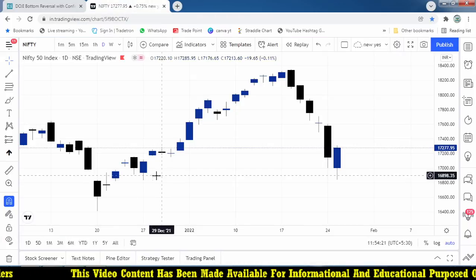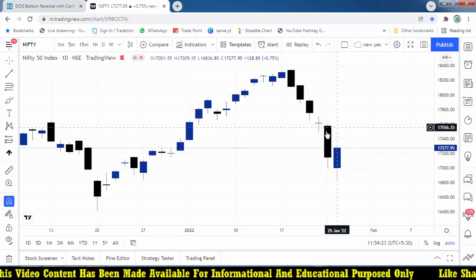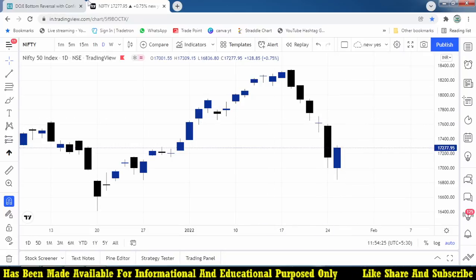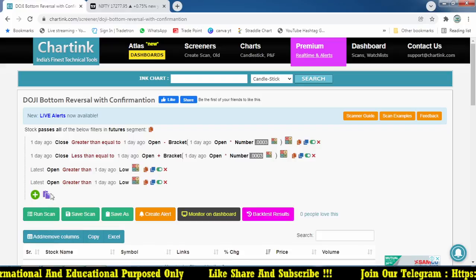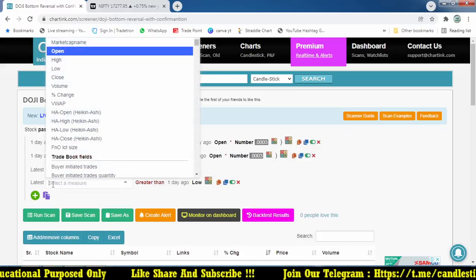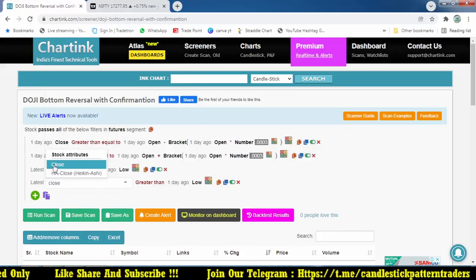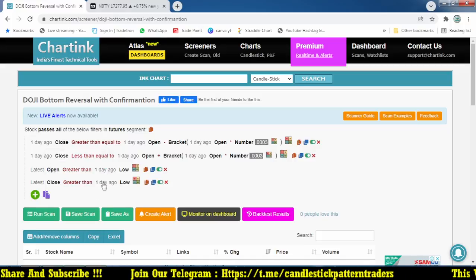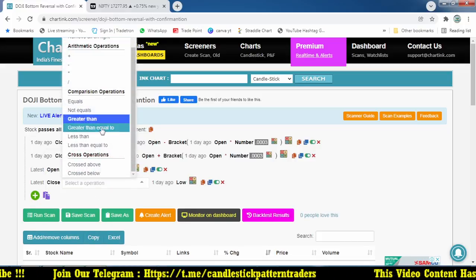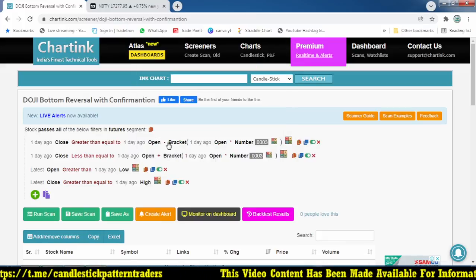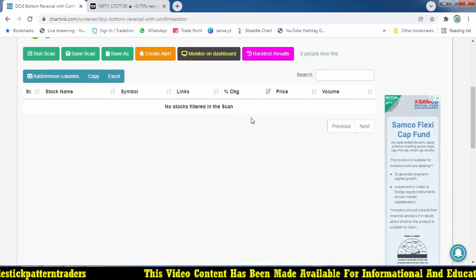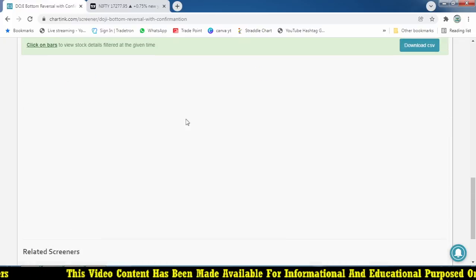Let me try Nifty. The open is greater than the low of the day, but it should also close above the high, right? So the latest close must be greater than or equal to 1 day ago high. This will help you find such perfect stocks which form a doji.